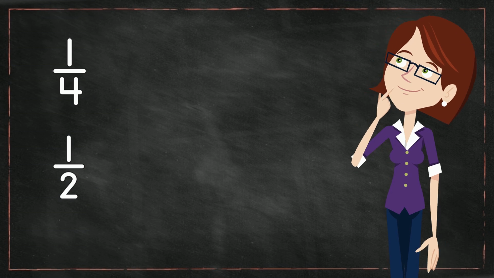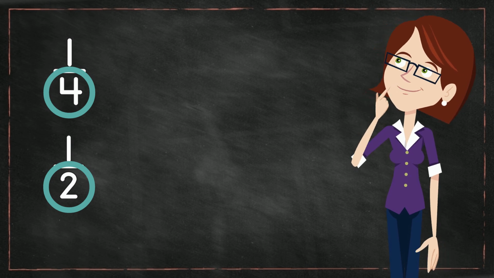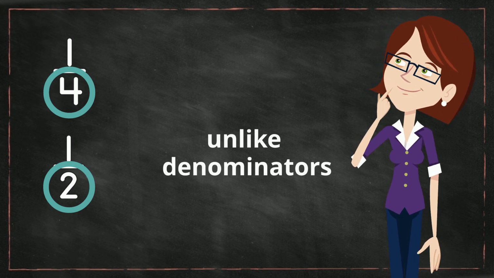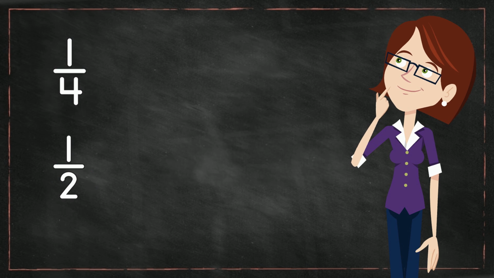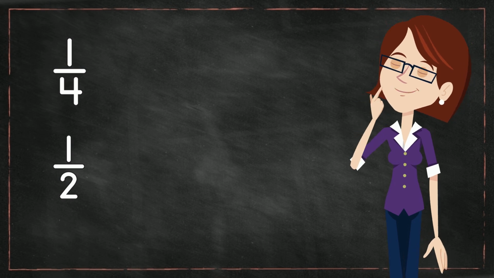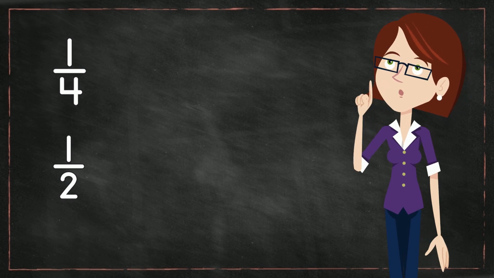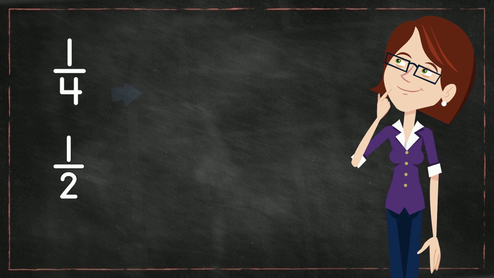Remember that the denominator is the bottom number of a fraction, and you can see that 1/4 and 1/2 have unlike denominators. The denominators are different. To compare fractions, we have to find like denominators. Our first step is to find equivalent fractions that have the same denominator. To do that, we need to count the multiples of each denominator.